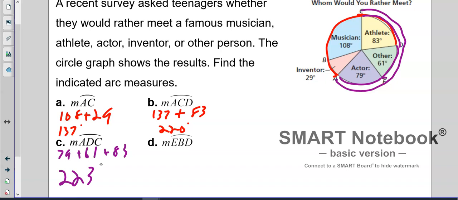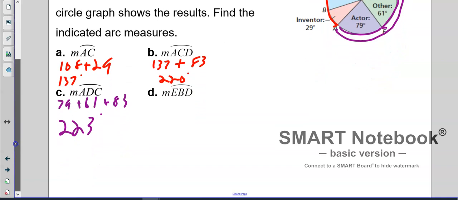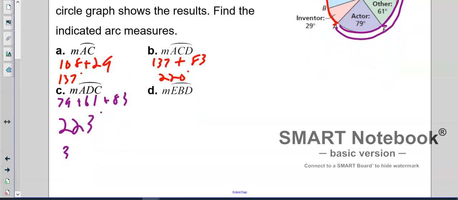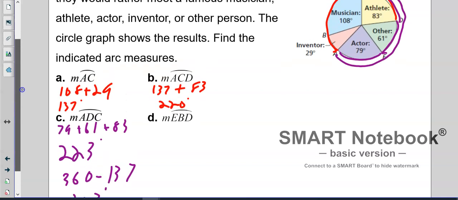But notice, ADC leaves off AC, the other direction. So another way to do that, since you already knew AC was 137, we could have also done 360 minus 137, which would give us 223. So you have two options. It's up to you.